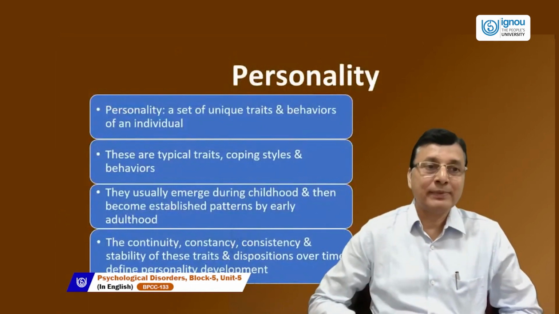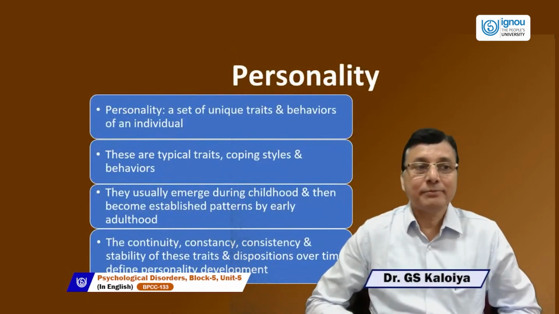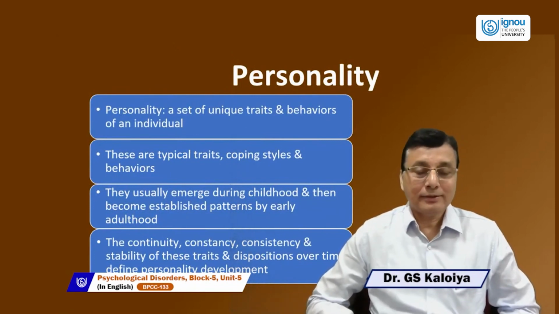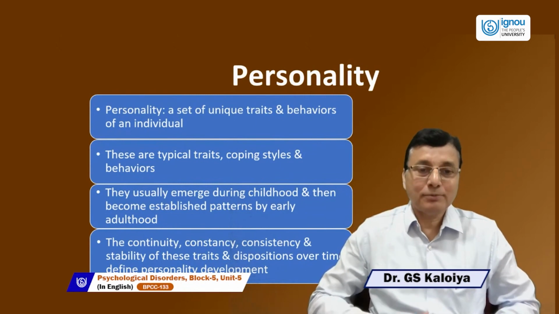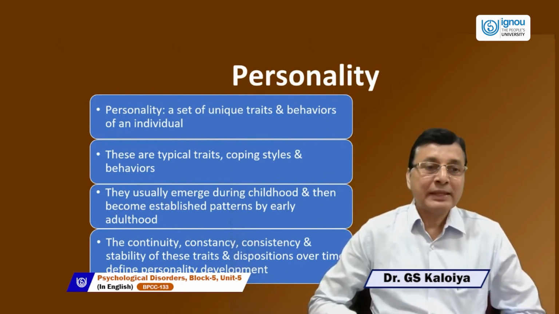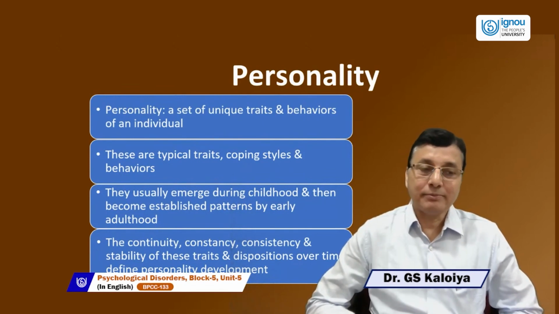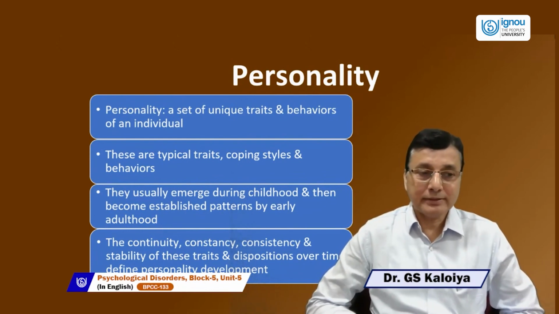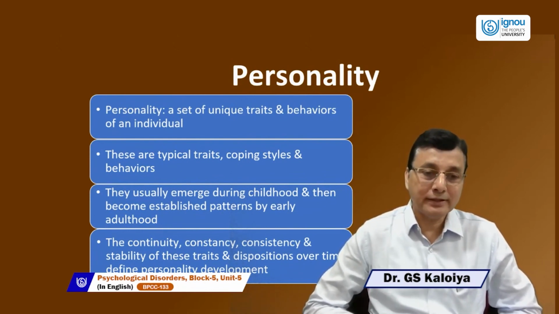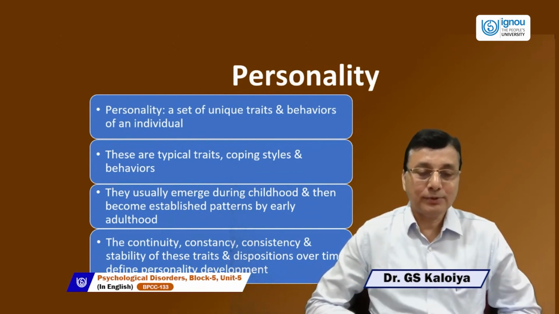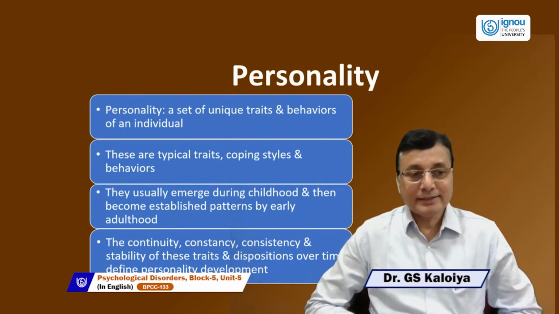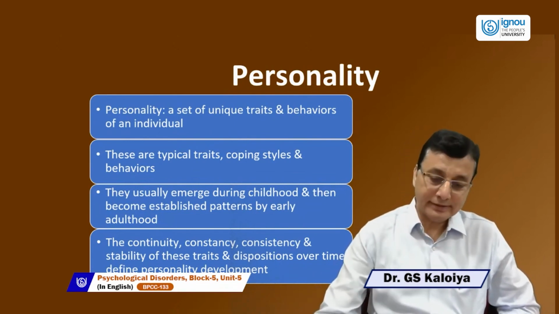So what is personality? It is a set of unique traits and behavior of an individual. We all know that's why we all are unique. Even twins are similar in look, but they are different in so many ways. These are typical traits, coping styles, and behaviors. They usually emerge during childhood and then become an established pattern by early adulthood. By the age of 18 or 20, your personality is more or less fixed. The continuity, consistency, and stability of these traits and dispositions over time define personality development.